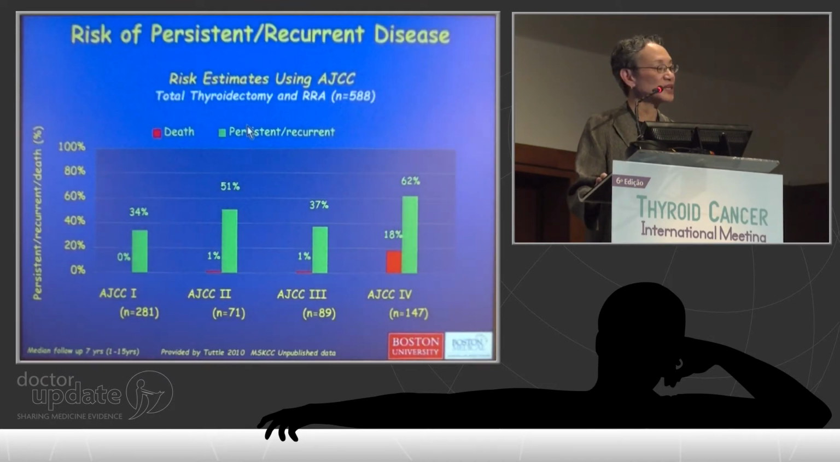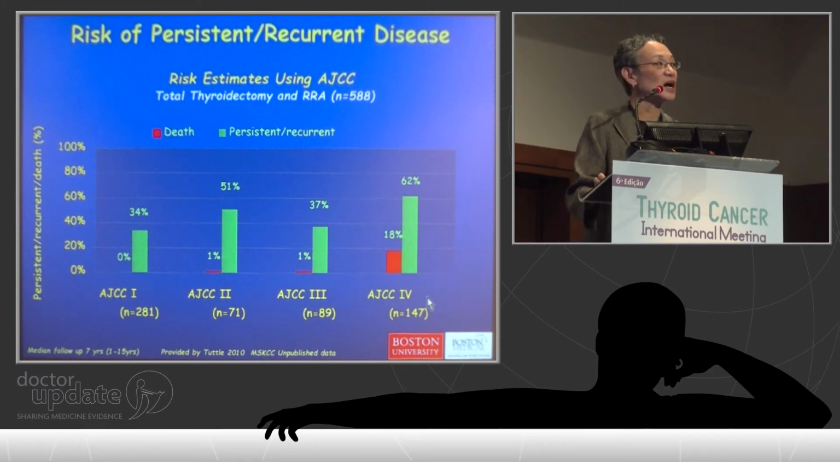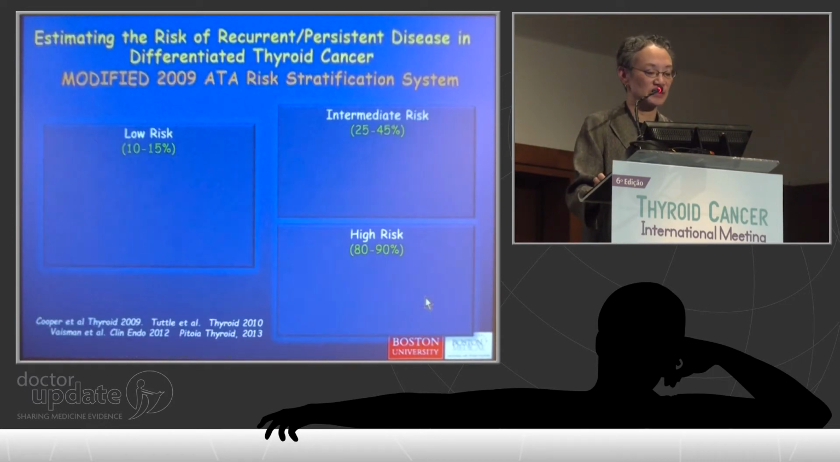So you saw this again yesterday, showing in the red that if you use the risk of death on the AJCC staging, it does correlate. The higher the stage, the higher the risk of death. But if you look at recurrence, the recurrence is very high in all 4 stages. So therefore, again, AJCC does not predict the risk of recurrence.